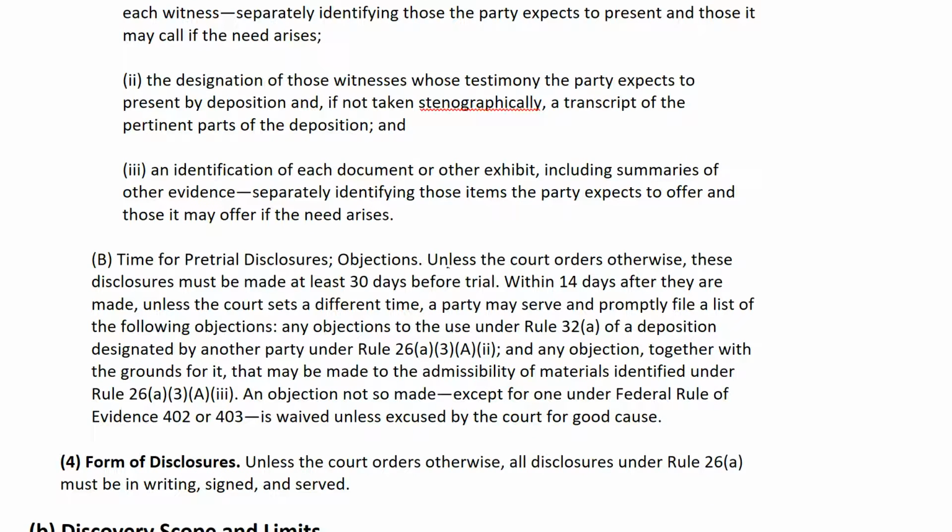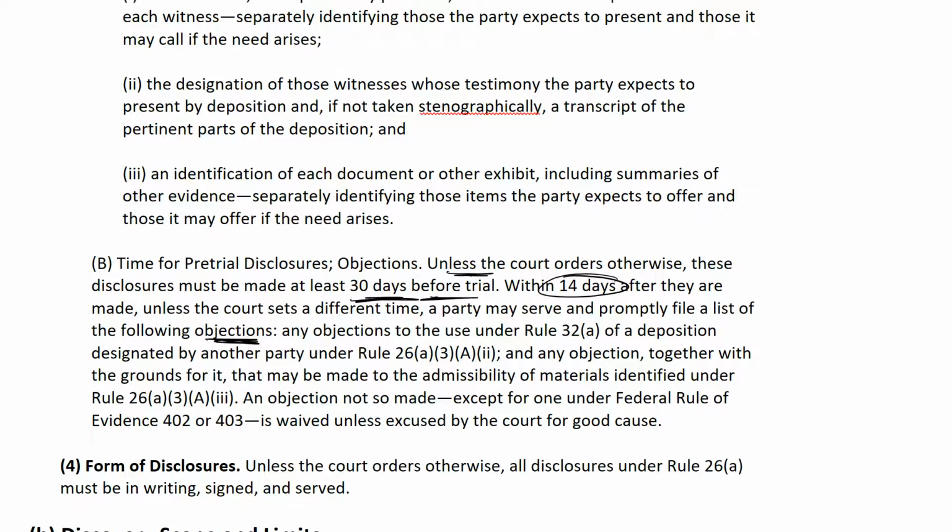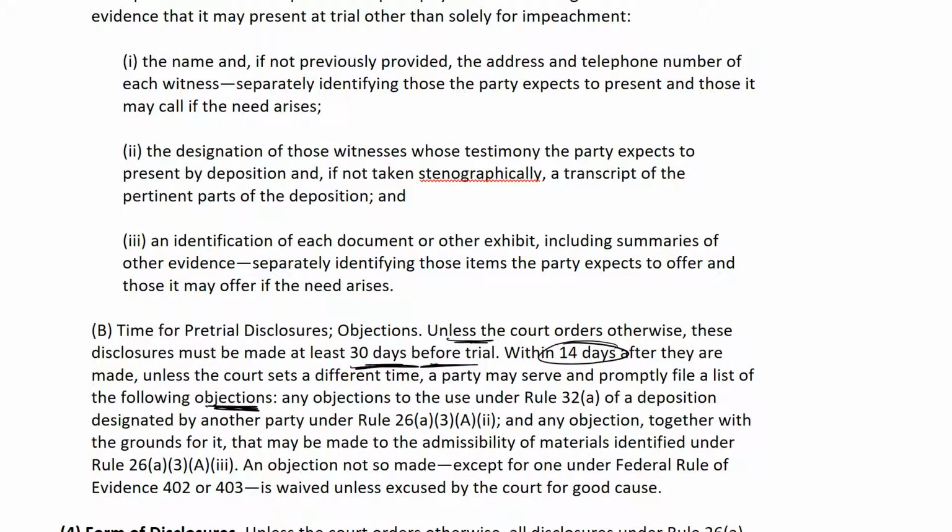Unless the court says otherwise, it's going to be at least 30 days before the trial, and then objections may be made by the opposing party within 14 days after the disclosures are made, unless the court says otherwise. What has to be disclosed? Witnesses' names, addresses, phone numbers. Note here that it doesn't carve out impeachment witnesses or anything like that, but rather it's witnesses that the party expects to present and that it might call.